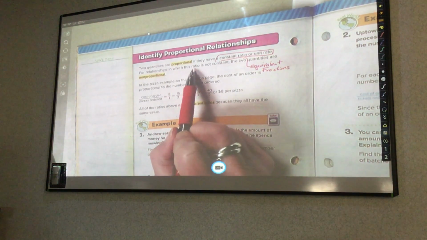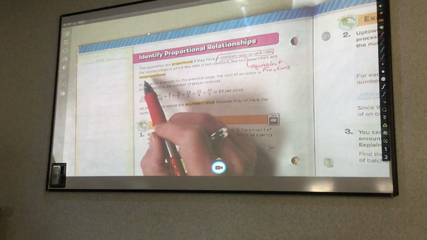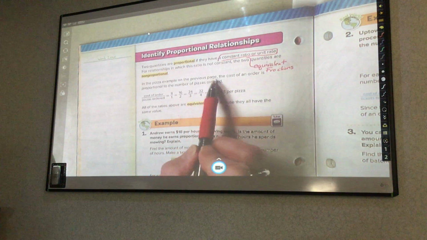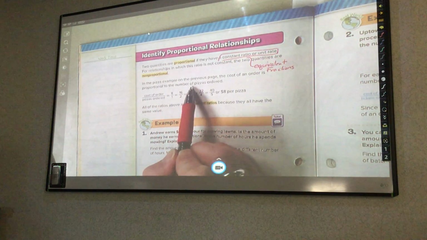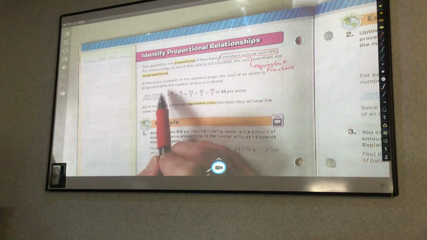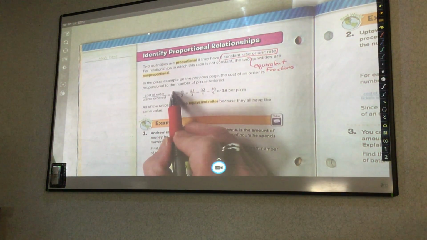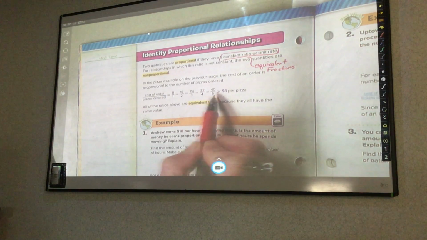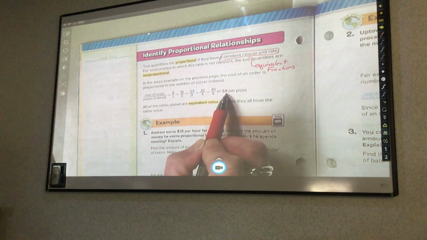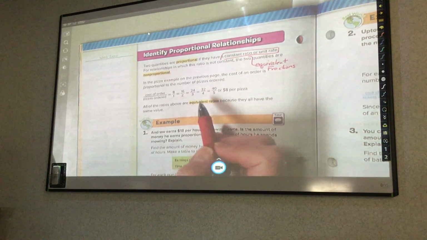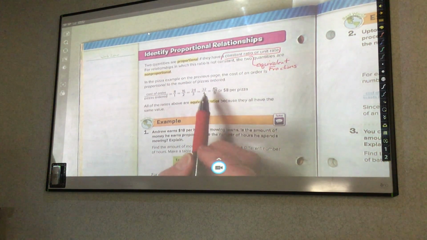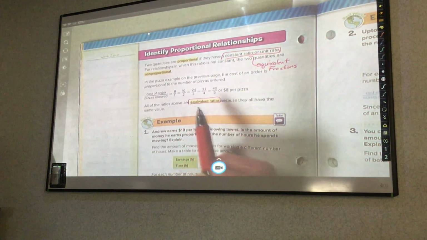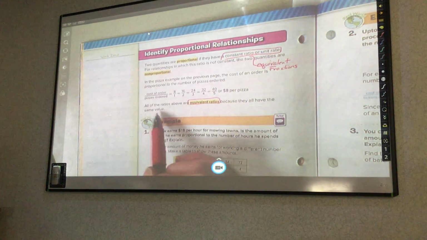For relationships in which this ratio is not constant, the two quantities are non-proportional. In the pizza example on the previous page, the cost of an order is proportional to the number of pizzas ordered. So it's the cost per pizza, and it was always 8 over 1, which is 16 over 2, 24 over 3, 32 over 4, and 40 over 5. They're all equal to each other because it equals $8 per pizza. Then it says, all of the ratios above are equivalent ratios. And we just said, like, a ratio is a fraction, so it's an equivalent fraction. Because they all have the same value.